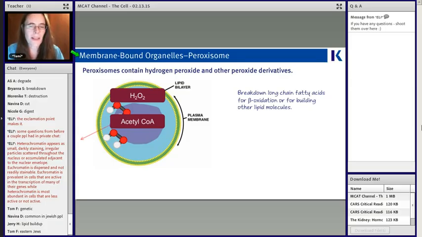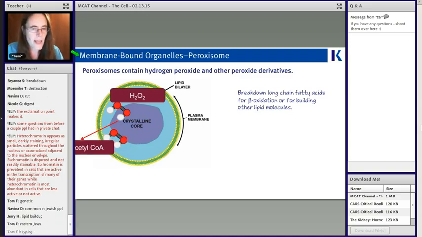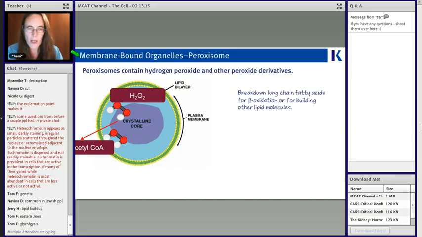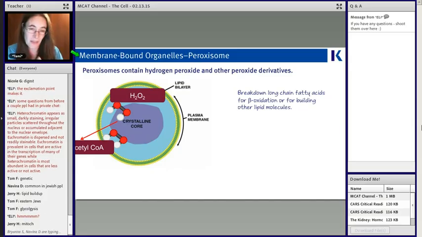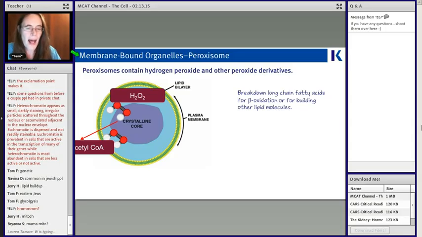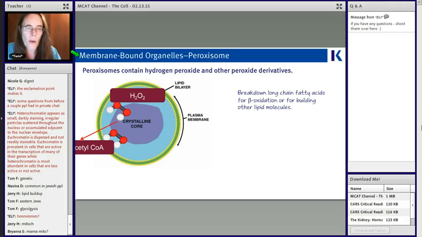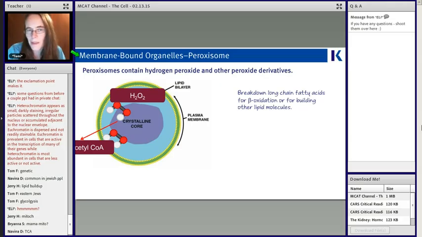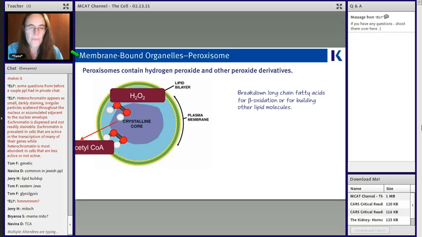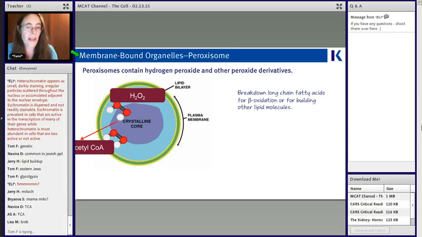Now, if this acetyl-CoA leaves the peroxisome, where in heaven's name is it going to go? It's going to go to another membrane-bound organelle within that cell. Goes to the mitochondria, absolutely, because acetyl-CoA is essential for which part of my cellular metabolism? Yeah, TCA cycle, Krebs cycle, citric acid cycle, however you want to put it.